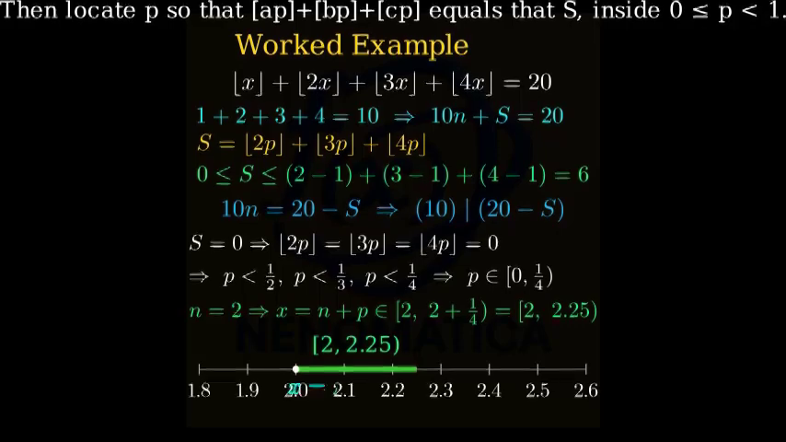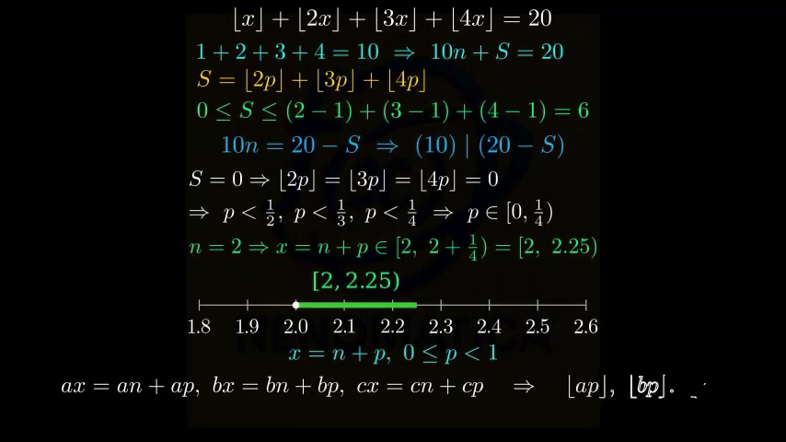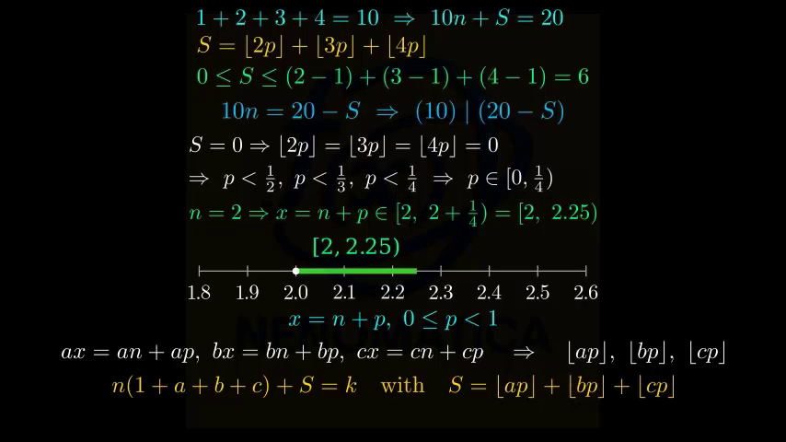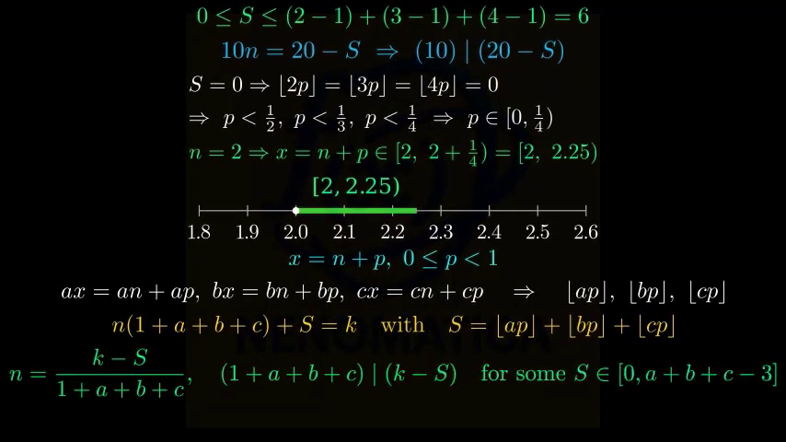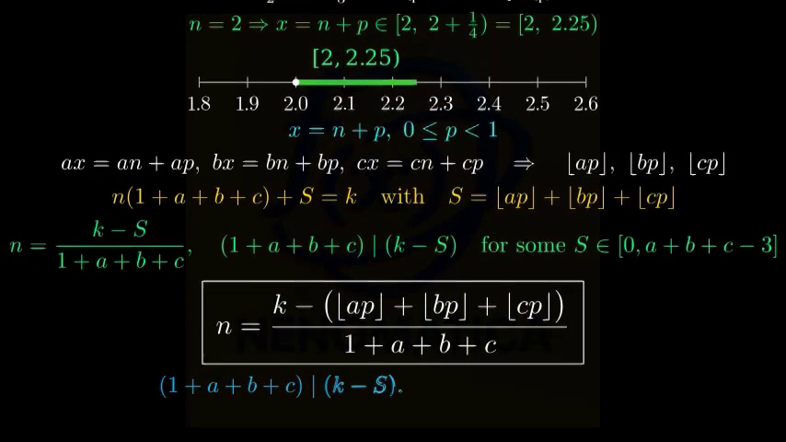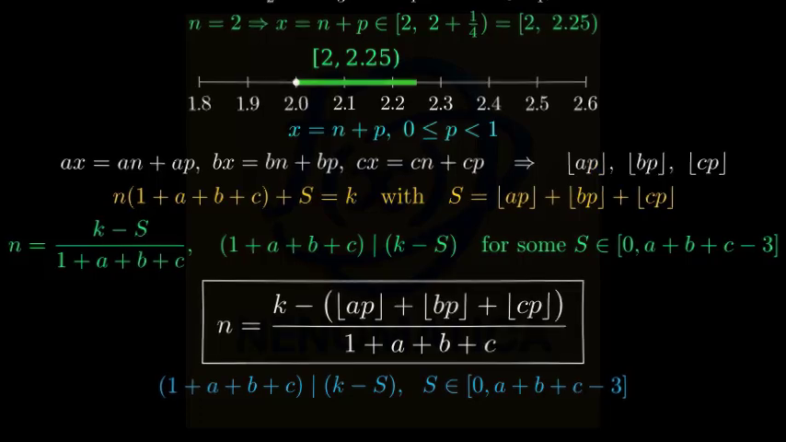To summarize, write x as n plus p with p in the unit interval. Expand ax, bx, and cx, and use floors to separate integer parts from fractional parts. The equation becomes n times 1 plus a plus b plus c plus S equals k, where S is the sum of the fractional floors. Solve for n as a fraction. Enforce the divisibility condition, and finally locate p by matching S. The key formula to remember is n equals k minus S over 1 plus a plus b plus c, with S between 0 and a plus b plus c minus 3 chosen to satisfy the divisibility.